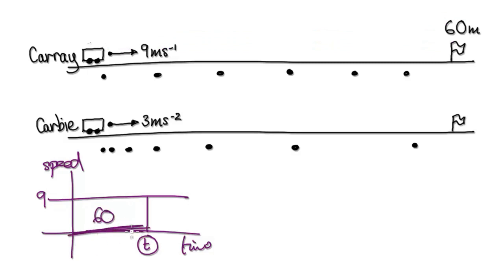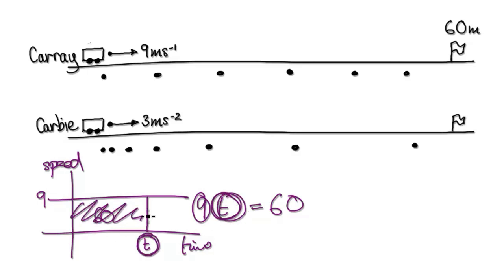So get this length times the height. Remember, the area underneath the speed time graph represents the distance traveled. So get this length, which will be t, times the height, which will be 9. So that will be 9t. And then that equals 60. You want the area to be 60. So you don't know what this t is. You're looking for a time when the area underneath the graph will be 60. So work out t. Divide both sides by 9. So t equals 60 over 9.